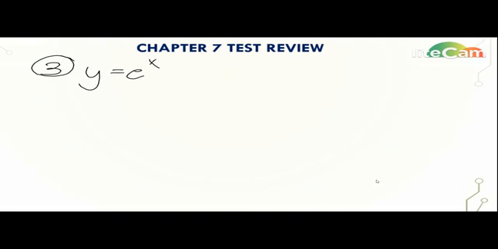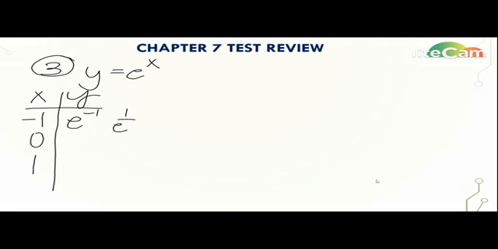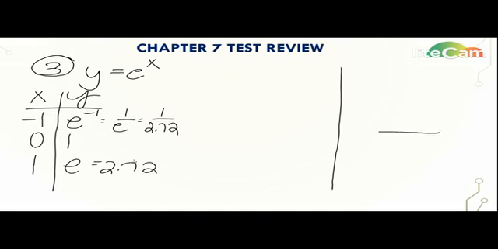For number 3, we have y equals e to the x. Remember, e is basically rounded to 2.72. We are rounding the number so that we can graph it. And if we do e to the -1, we really get 1 over e. E to the 0 is 1, and e to the 1 is e. Okay, this one I'm going to graph at about 1/3, and this one I'm going to graph at about 2 3/4.